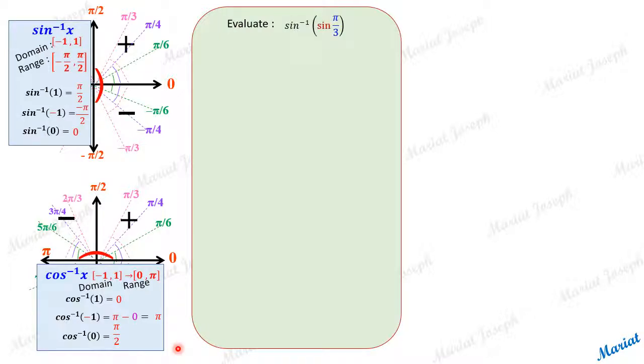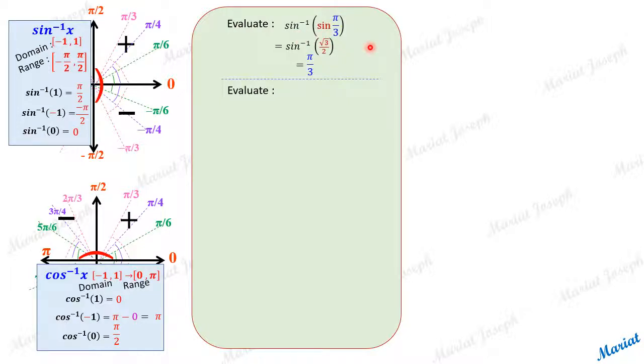Then, let's do a few more numericals. Evaluate sine inverse of sine pi by 3. There is a notion that an inverse and a function cancel each other, which may not happen always. It would happen only if the angle given is from the principal region. Yes, this time pi by 3 is from the principal region, so it might happen. Still, you shouldn't be going for this cancellation.